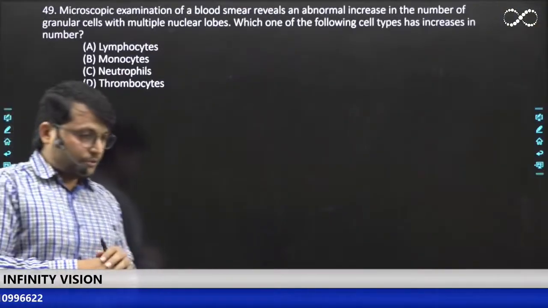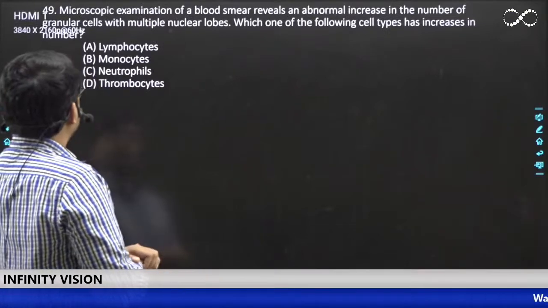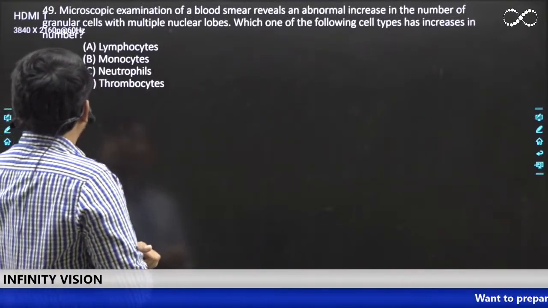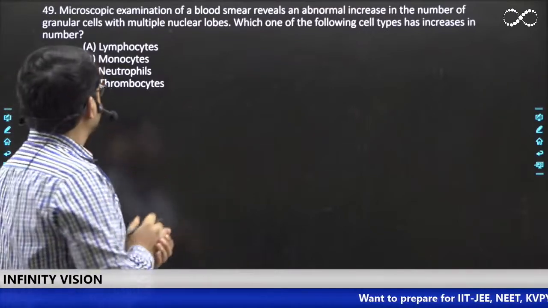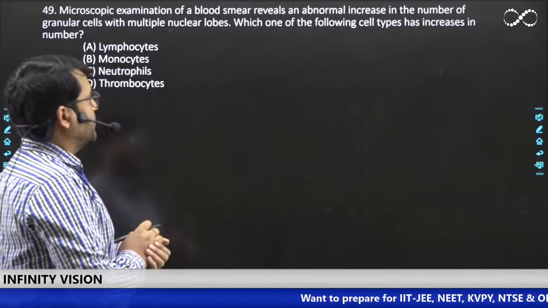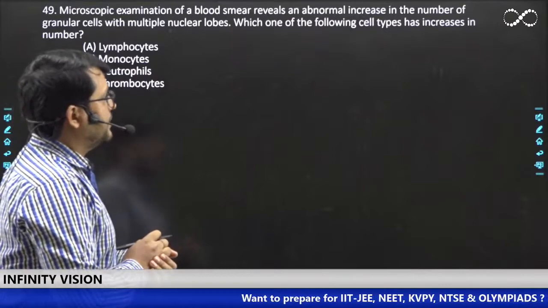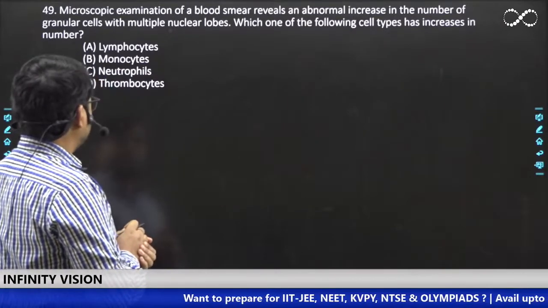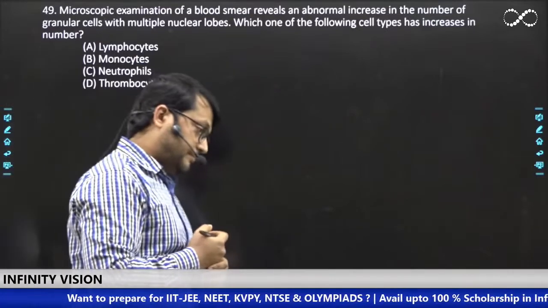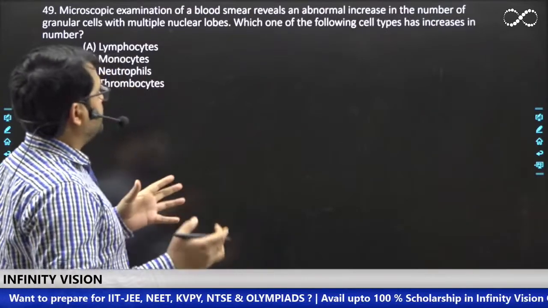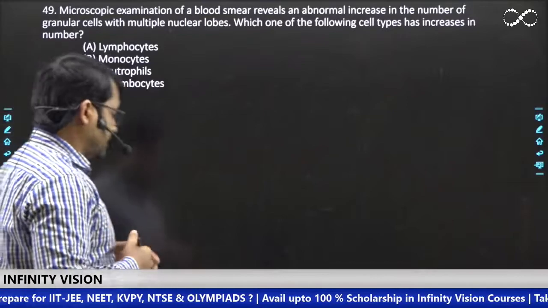The next question is question number 49. And this question says, microscopic examination of a blood smear reveals an abnormal increase in the number of granular cells with multiple nuclear lobes. Okay. Which one of the following cell types has increased in number?